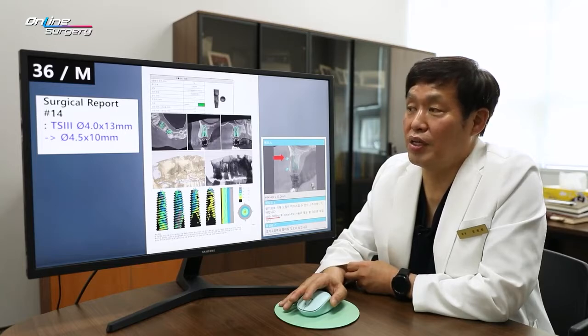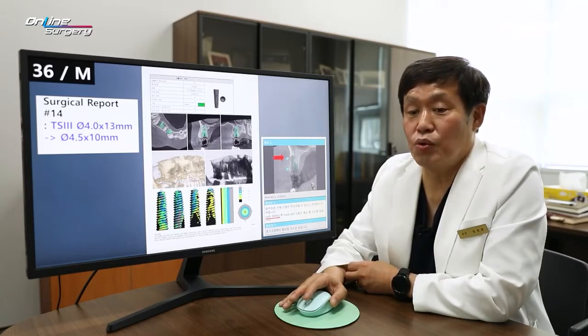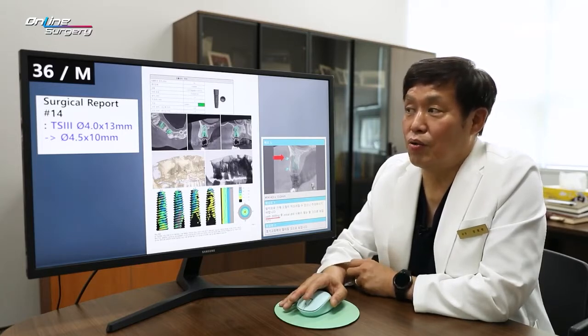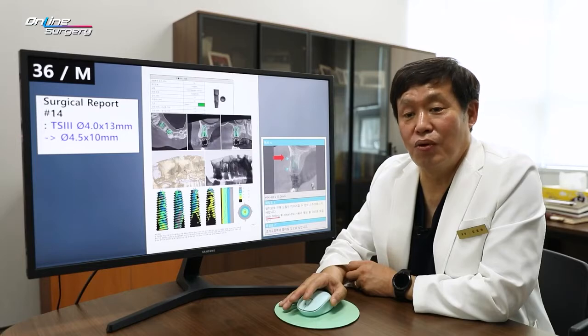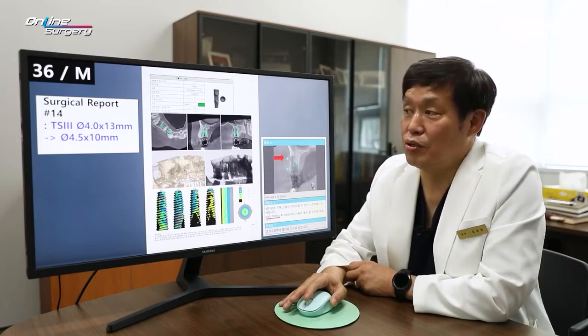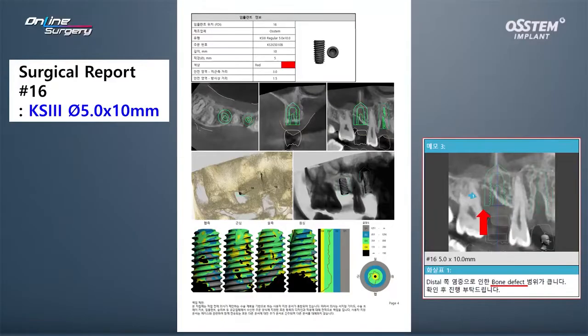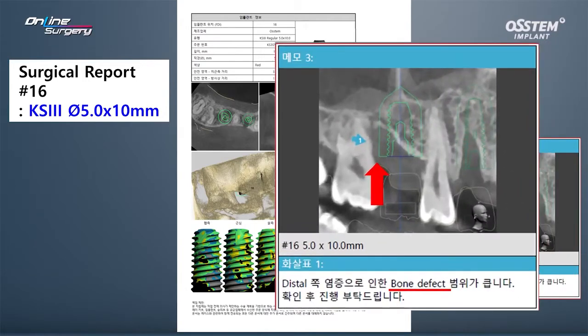Therefore, a 4.5 diameter implant was placed freehand. Only a 4.5 by 10 mm implant was prepared. Therefore, this was used to get primary stability and GBR was done. In the case of number 16, a KS3 5.0 by 10 millimeter implant was planned. On the distal side, where bone is destroyed, GBR was planned.